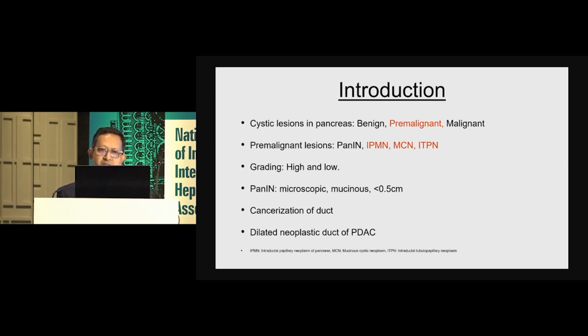So PanIN is a separate entity from the other three, that is IPMN, MCN, and ITPN, because it is rarely picked up by radiological investigations. They can be of high grade or low grade. Initially, it was divided into three parts: high, intermediate, and low. But nowadays, it is classified into low and high, because low and intermediate grades usually have the same outcome. Cancerization of a duct is an important part of PanIN that we must look into. Another important part about PanIN is that it often resembles the dilated neoplastic duct of pancreatic ductal adenocarcinoma.